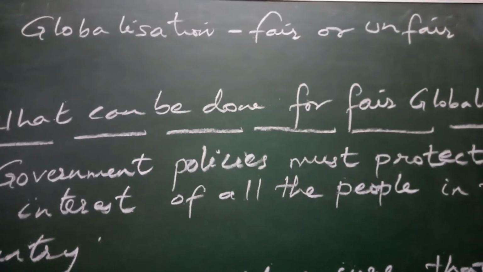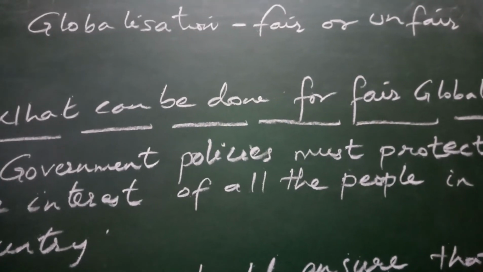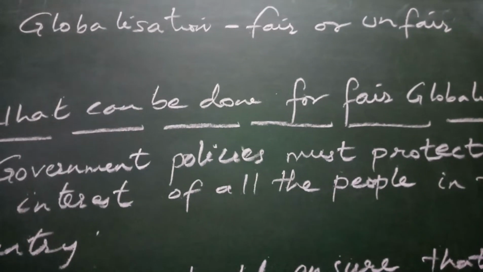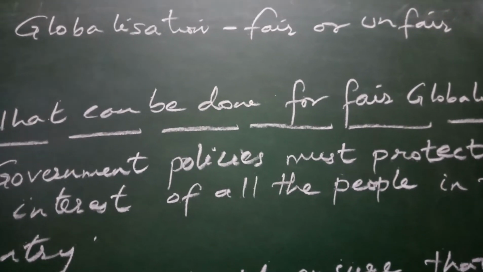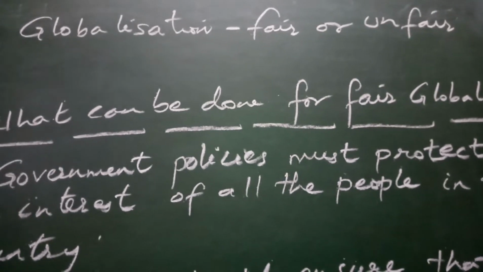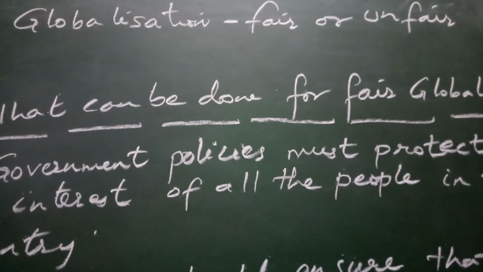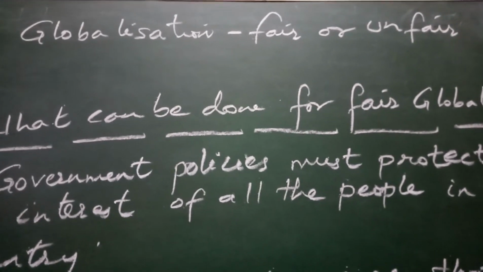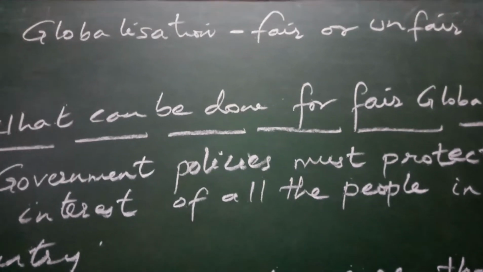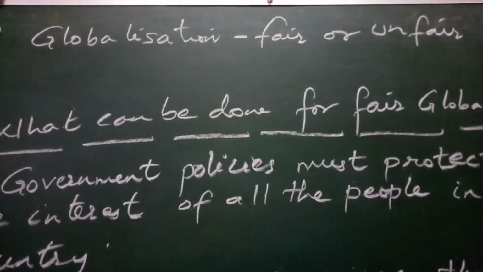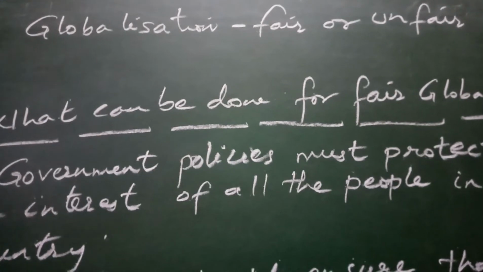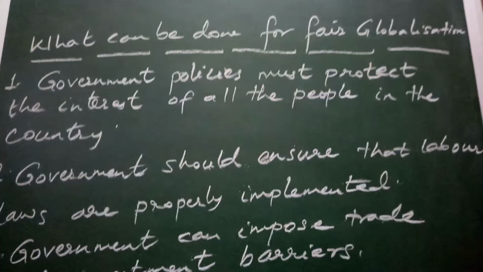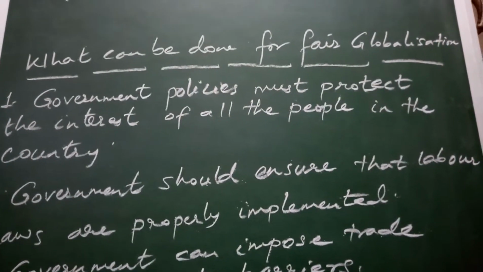The reason is that the rich countries of the world, the powerful countries, the developed countries of the world, have not relaxed their trade barriers as done by the underdeveloped or developing countries of the world. So we can say that globalization is not practiced in a fair manner. It is unfair because the powerful, rich countries have not allowed the companies of other countries to enter their market. Now the question is, what can be done for fair globalization?